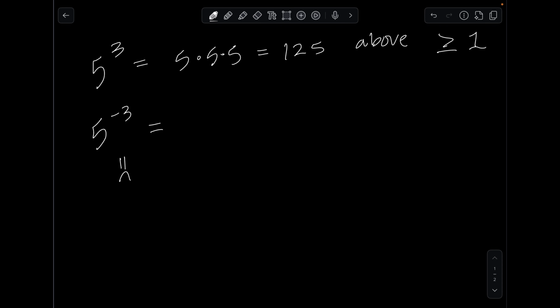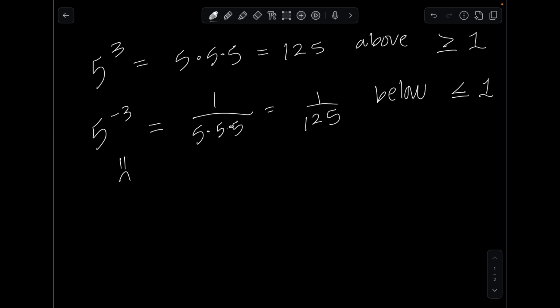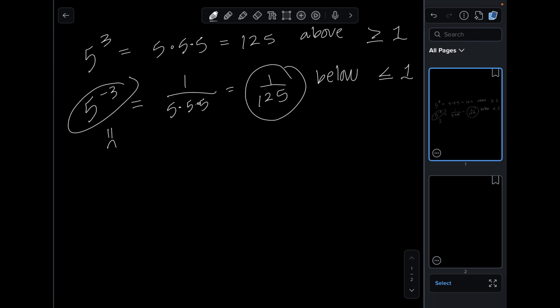This means dying. I'm dead. So 1 over the same thing. So 1 over 125. Okay. Below is below the number 1. It's a fraction. So that's the negative exponent rule. Let's take it a little bit up a notch.